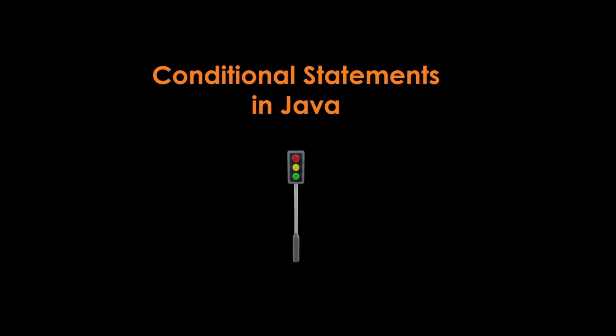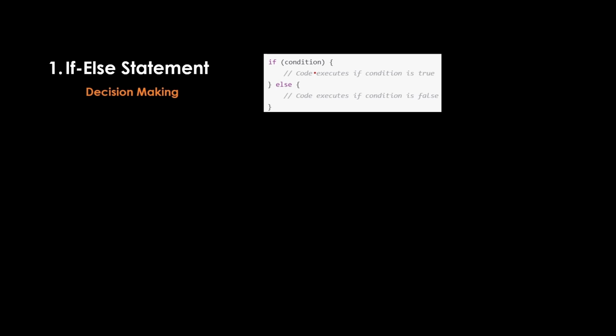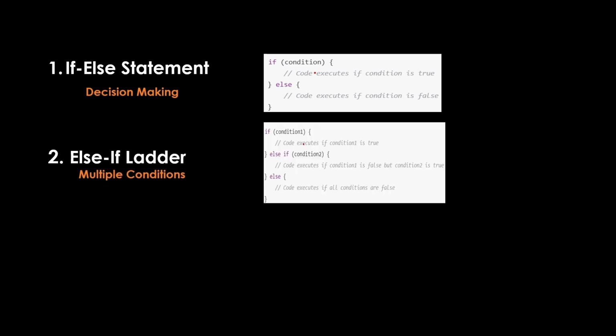Conditional statements allow a Java program to make decisions based on certain conditions. Let's see what are the different types of conditional statements we have in Java. First one is the if else condition. We use it whenever we want to execute code based on a particular condition, that's like making a decision. The syntax is: if condition, execute the code if the condition is true, or else it will execute the code under the else block. Second one is else if ladder. This we will use whenever we have multiple conditions, and the syntax goes like this.